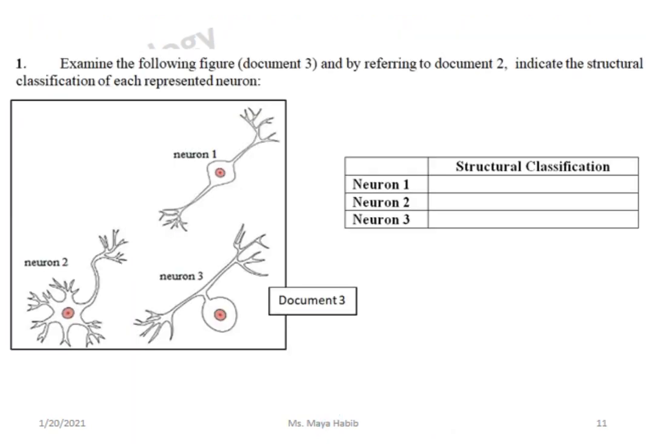So as a practice exercise, you can pause the video and then try to classify these three neurons structurally by filling in this table. So you have three neurons, and you are going to look at their structure and then classify them, and then I will correct your answers. If you want to pause the video, pause it and try to answer.